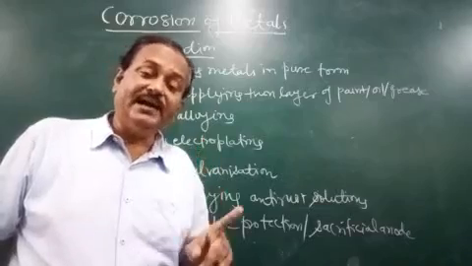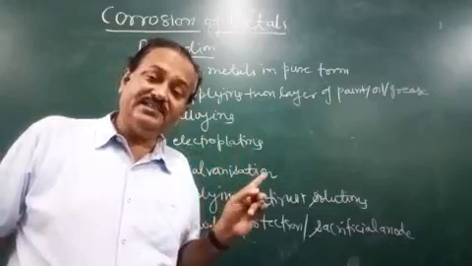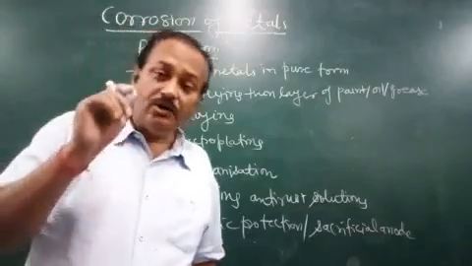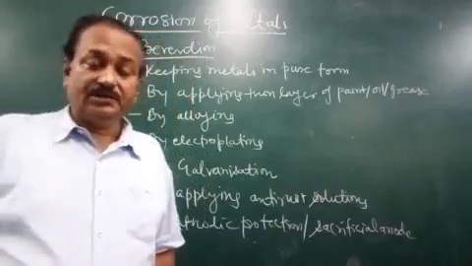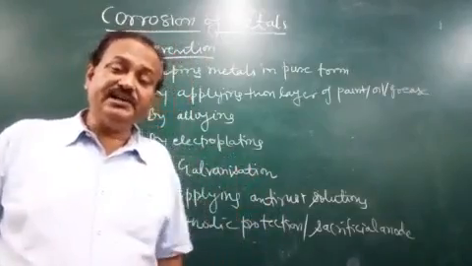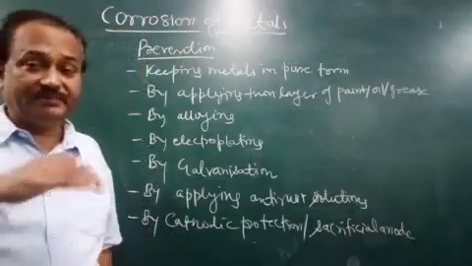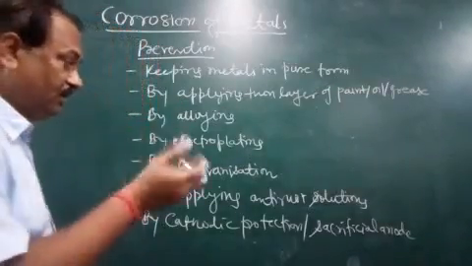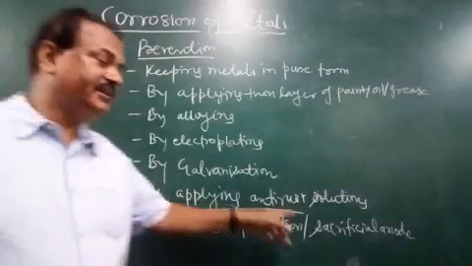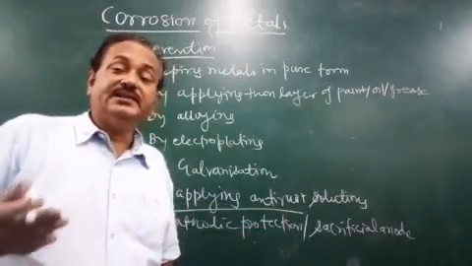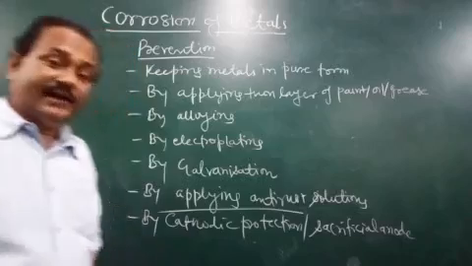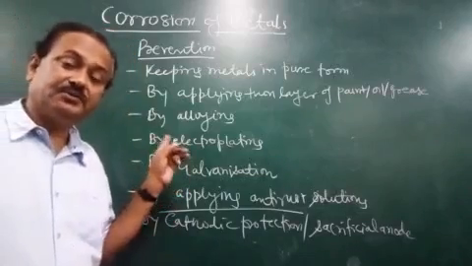GI pipe, galvanized iron pipe. So galvanization is done to prevent corrosion. In galvanization, the object to be protected from rusting is dipped into molten zinc. Zinc is more active, and the zinc layer protects the iron object inside from corrosion. Now, next is by applying anti-rust solution. Anti-rust solutions are basic chemicals. They are chemicals of basic nature, and they prevent the corrosion.